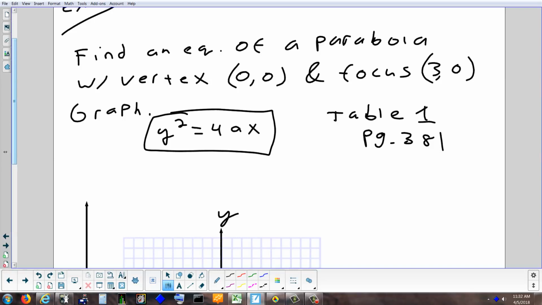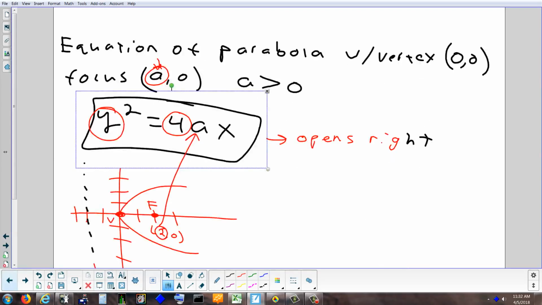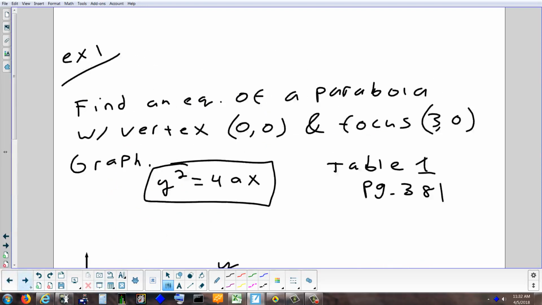What's the only letter I need to find in this equation? A. You don't ever change y and x, but you have to plug in a number for a. Well, the focus tells us what a is. Go back to what I just said. The focus is a, comma 0. So look at our problem. 3, comma 0. So what's a in this case? Yep. A is 3. Now that we know that, fill it in for a, and then that's the answer.